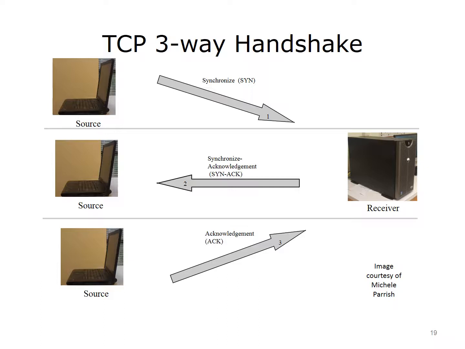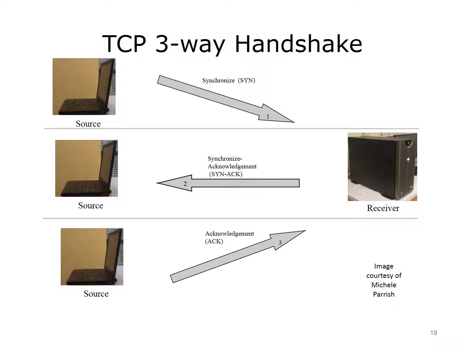The server will respond with a synchronize acknowledgement, SYN-ACK. The acknowledgement number is set to one more than the received sequence number, A plus 1. And the sequence number that the server chooses for the packet is another random number, B.